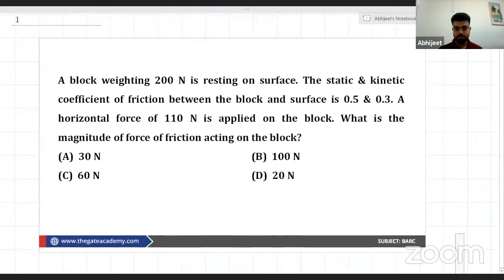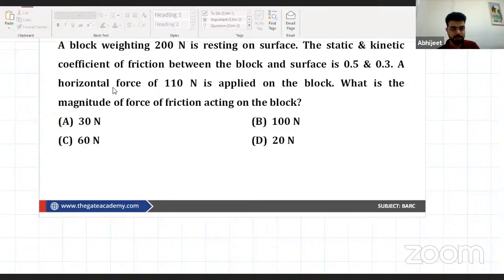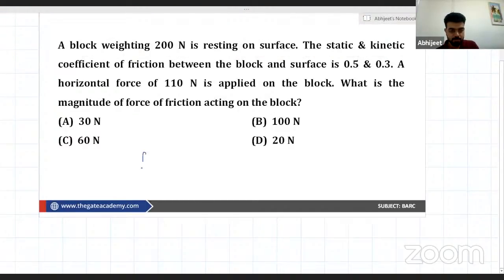First of all, we will check what the limiting friction force is. What is the maximum limiting friction force? Limiting friction force means this one, Fs. What is this limiting friction force?